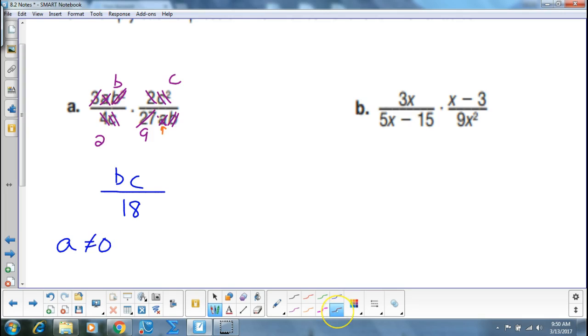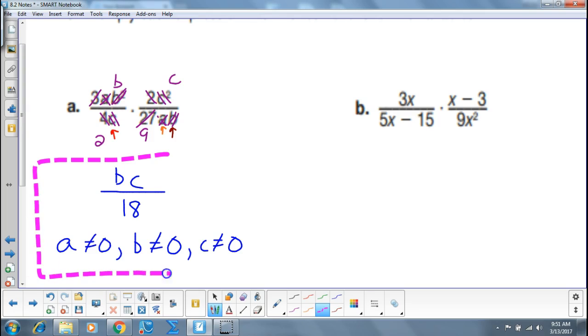There's a B right there in the denominator. So B cannot equal 0. There's a C. I already used purple a lot. There's a C right there. So C cannot equal 0, right from the start. Okay? So when should you be thinking about your restrictions? All the time. You think about it at the start of the problem, and all the way through the problem, and at the end of the problem. Okay? All the time you think about restrictions.